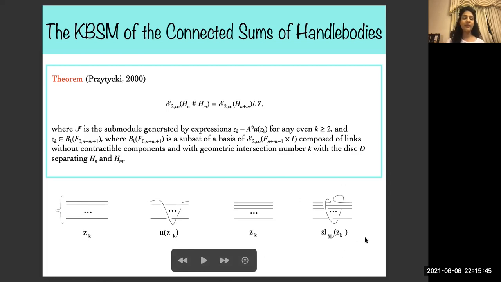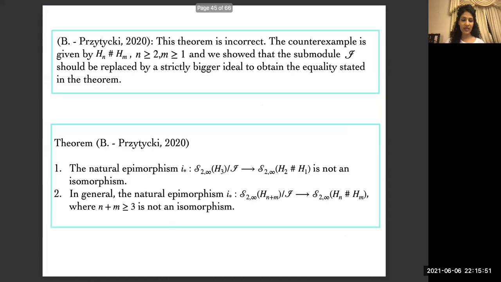So this is a theorem which was published by Józef. However, I recently showed that this theorem is not true. And the counterexample is in fact given by Hn connected sum Hm, where n plus m is greater than or equal to 3. And in fact, I showed that the submodule mentioned in the theorem on the previous slide should be replaced by a strictly bigger submodule to obtain the equality stated in the theorem.